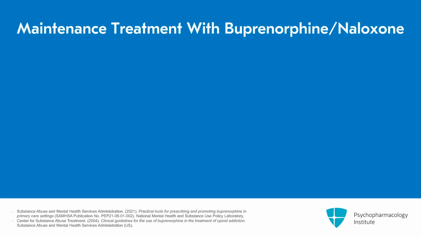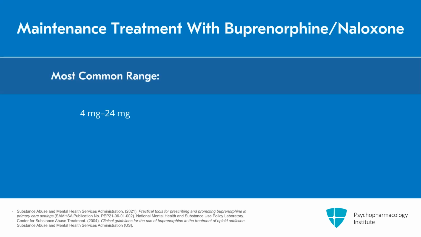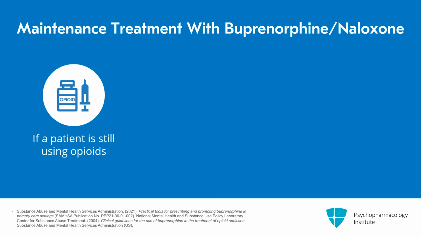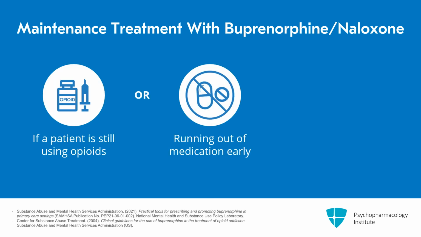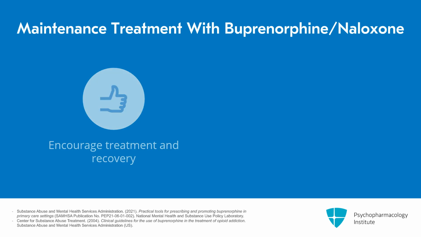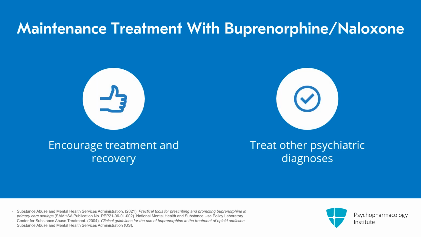Over time, people are usually maintained on 4 to 24 milligrams, with most doing well at 16 milligrams. The maximum recommended dose is 32 milligrams. If somebody is still using other opioids or running out of medications early, for example, if they're on 12 milligrams, it is usually an indication that they need a more sufficient dose. It is good to encourage treatment in recovery, such as groups, counseling, and treatment of other psychiatric diagnoses.